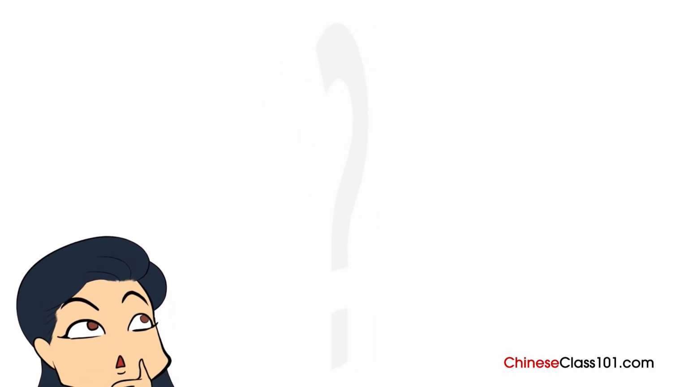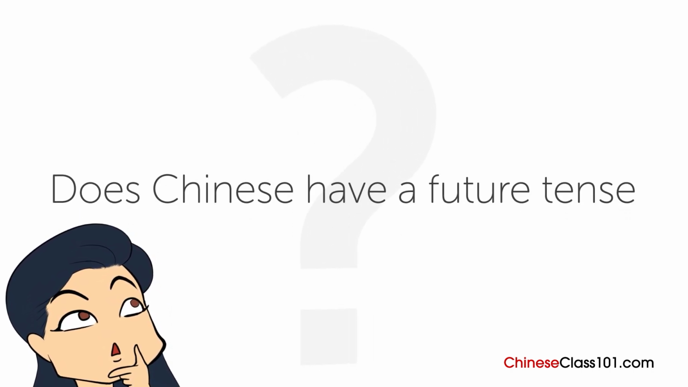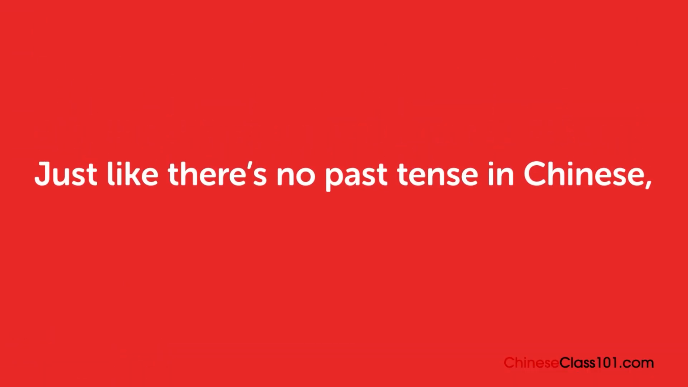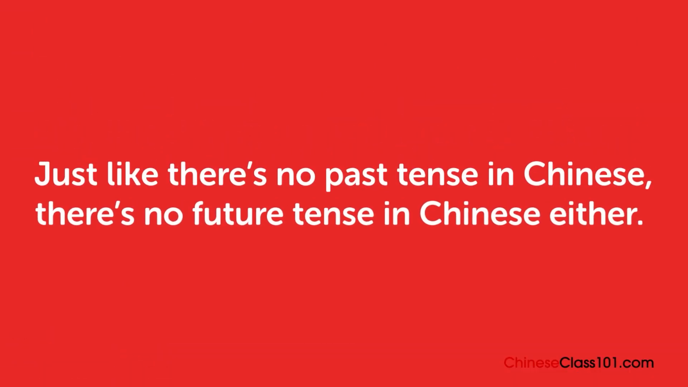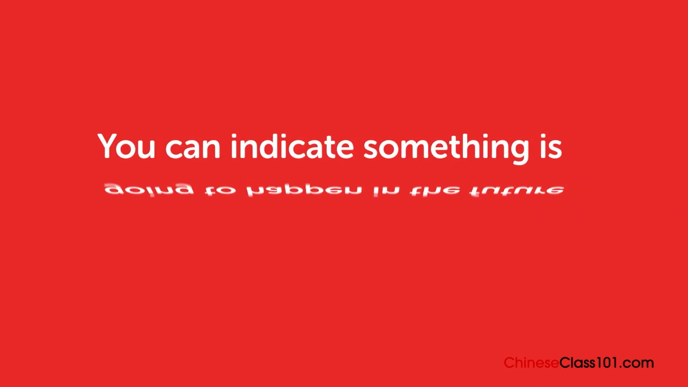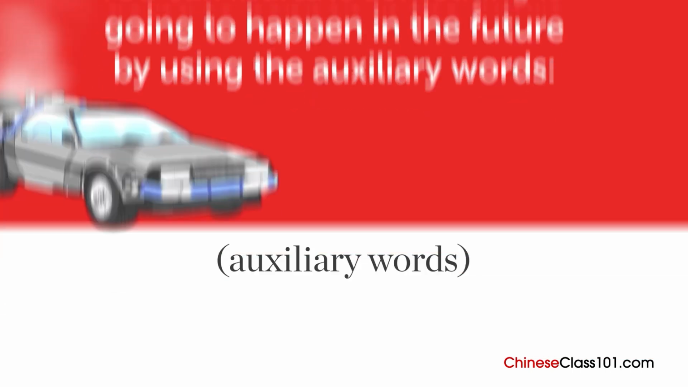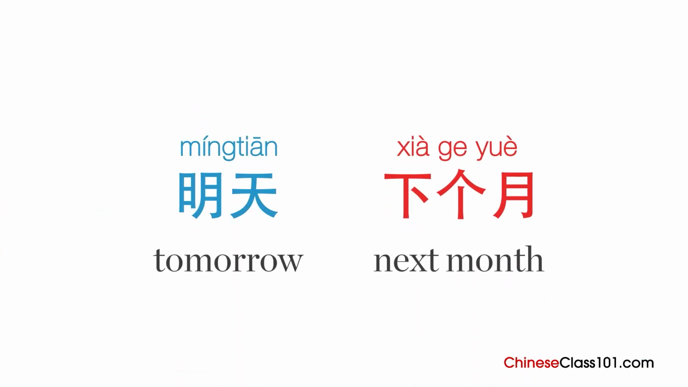The question for this lesson is, does Chinese have a future tense? Just like there's no past tense in Chinese, there's no future tense in Chinese either. You can indicate something is going to happen in the future by using the auxiliary words 会, 要, and or future time phrases like 明天, tomorrow, 下个月, next month, and so on.